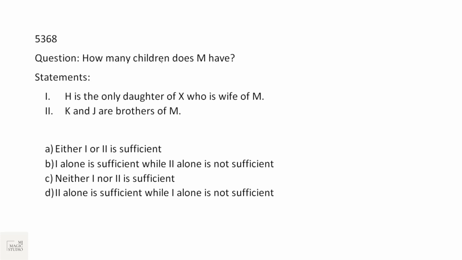One more to go. How many children does M have? Statement 1 says H is the only daughter of X, who is wife of M. So from first we are getting that M is male, X is wife of M, and H is the only daughter. But with this statement, we can't conclude that M has only 1 child. That means statement 1 alone is not sufficient.